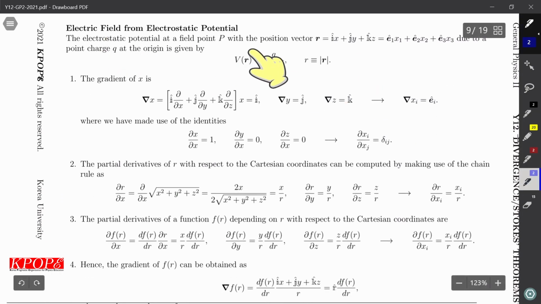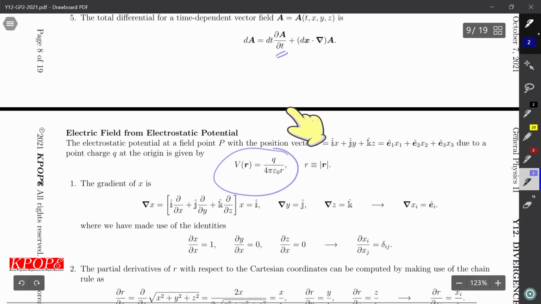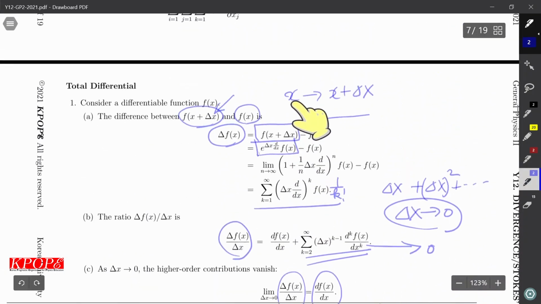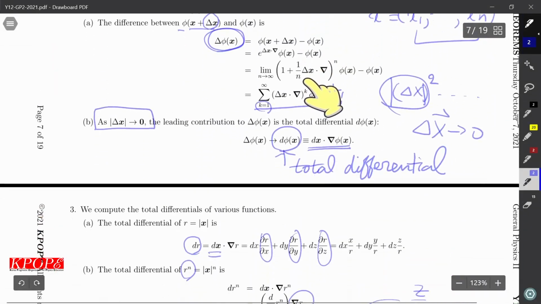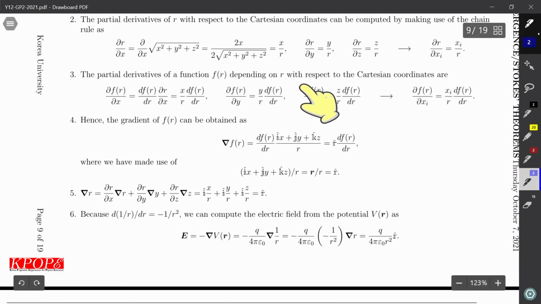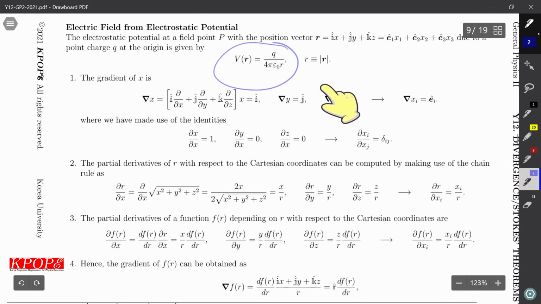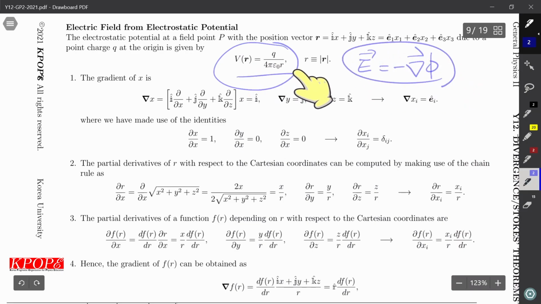Electric field from electrostatic potential. This is the electrostatic potential due to a point charge Q at the origin. We make use of the previous results that we have already obtained to find the electrostatic field. So the electric field is minus gradient phi, by making use of this potential V.